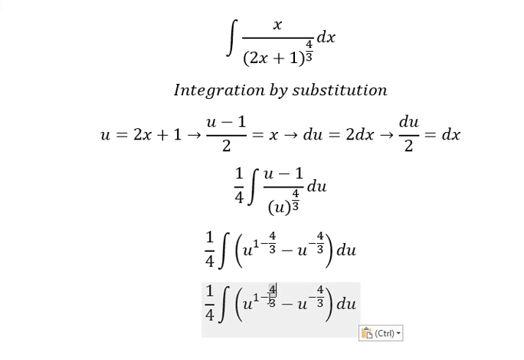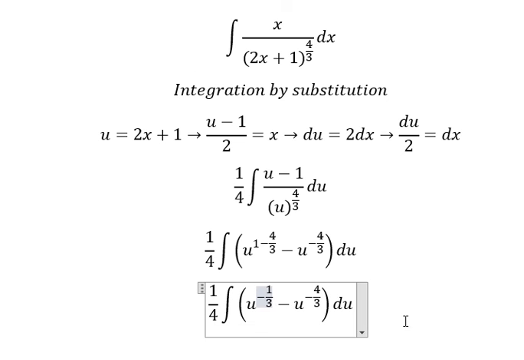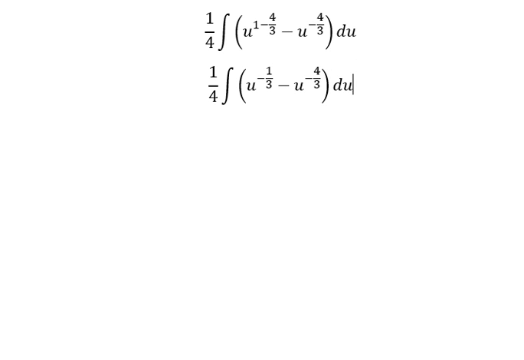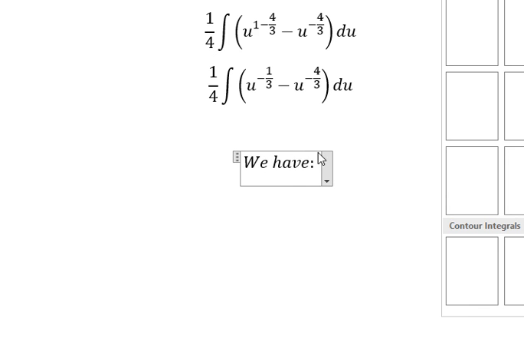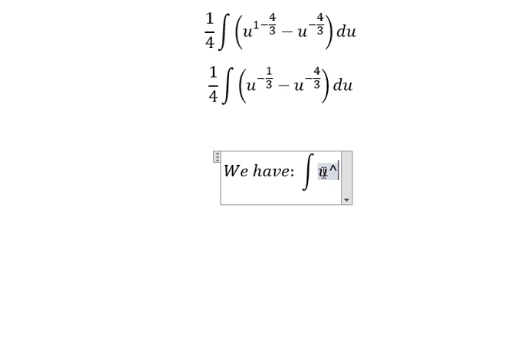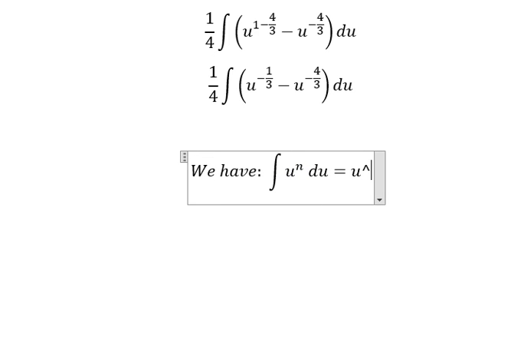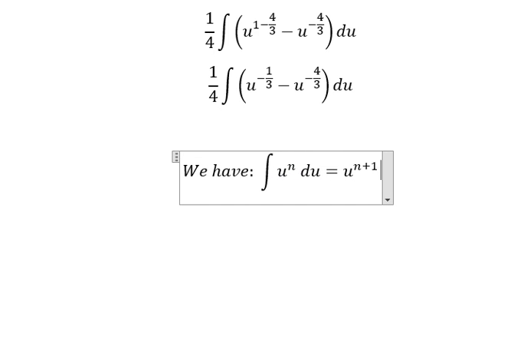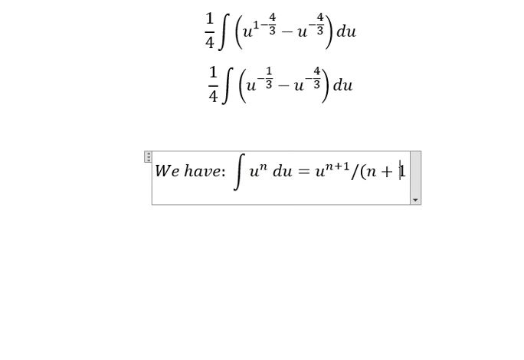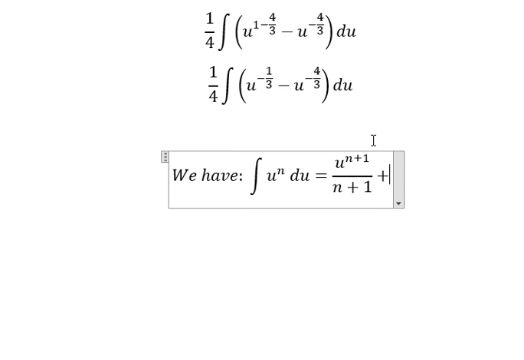Now we need to simplify this one and we have negative 1 over 3. Now we have the formula here. The integration of u to the power of n du equals u to the power of n plus 1 over n plus 1, and then we put plus c.